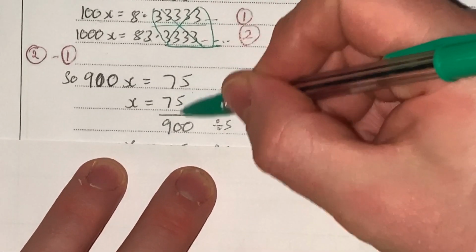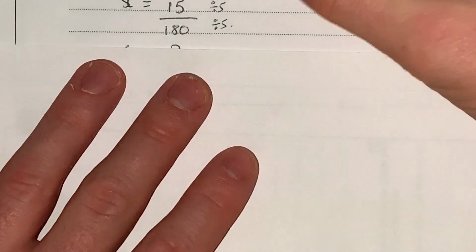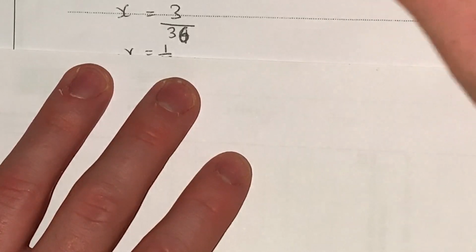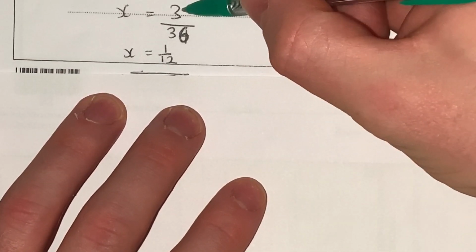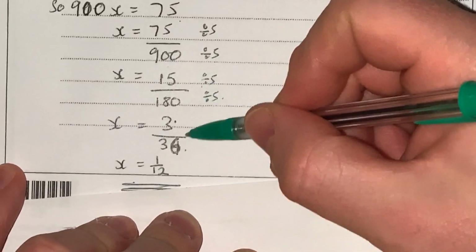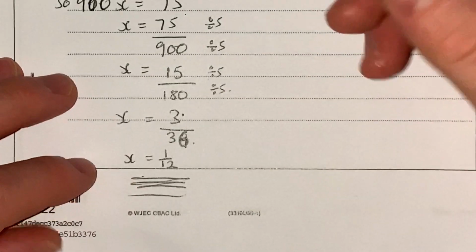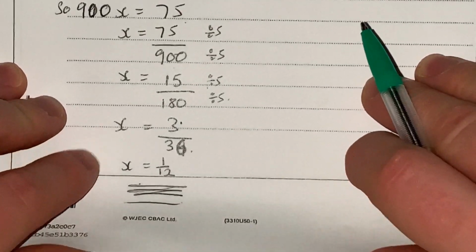That leaves me with 75 over 900, but I now need to simplify it because the question at the top said simplest form. So divide by 5 makes it 15 over 180. I could then divide by 5 again, which gives me 3 over 36. And then if I divide by 3, it gives me 1/12 in its simplest form. Okay, quite a nice one for 3 marks.